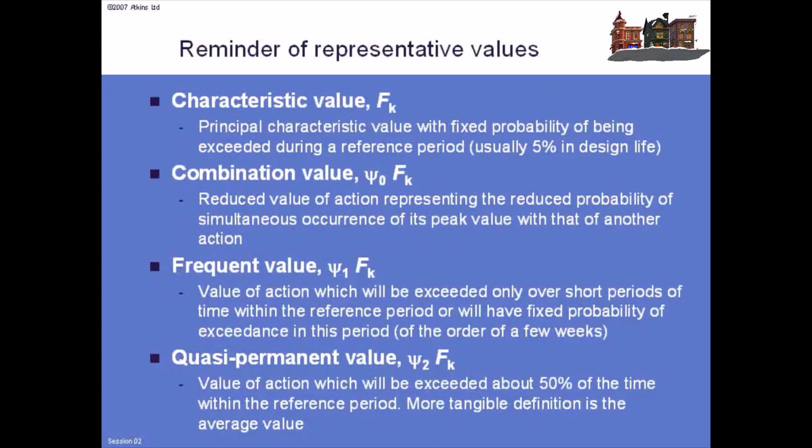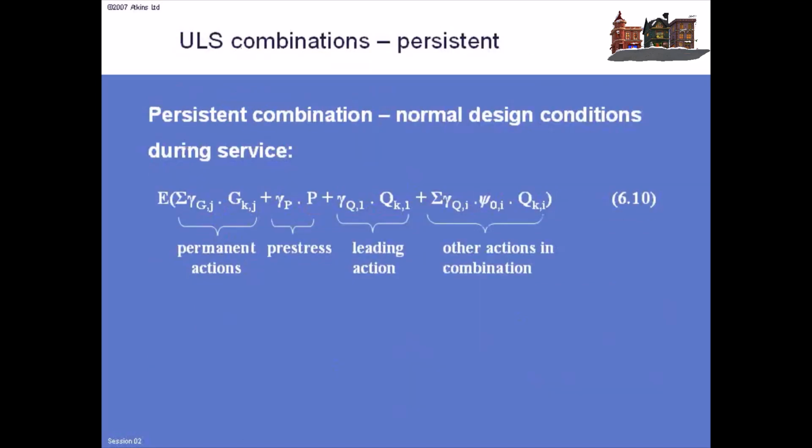So what I'll do is jump straight into the persistent combination, which is normal design conditions during service life. And this is basically our load combination expression. This is what we have to do to determine load effects in the future. And it looks horrendous if it's the first time you've seen it, but actually it's not too difficult in its application. What this is saying is I need to find the E, the effect of all of these actions in the brackets. And that effect might be a bending moment, if that's what I'm looking at, or it might be a shear, it might be a torsion.